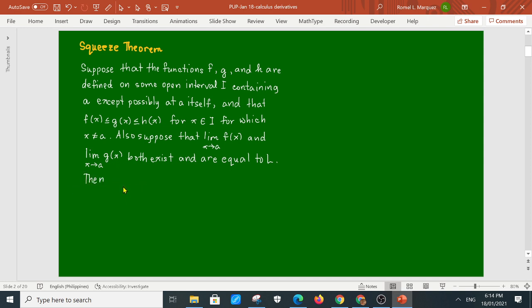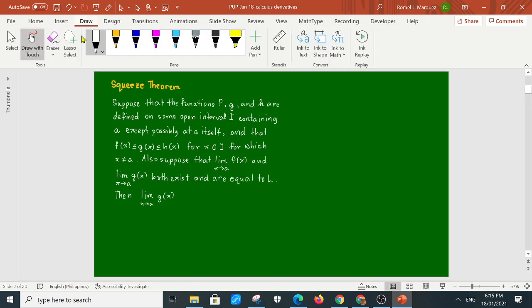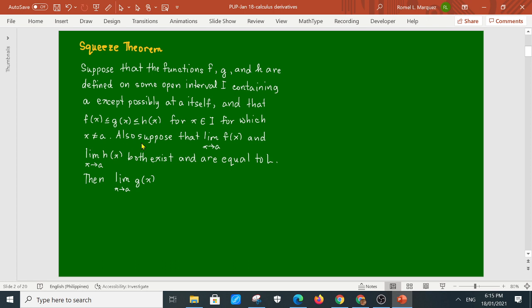Then the limit of g of x, that is the function that is being compressed by f of x and h of x in this inequality, as x approaches a also exists and is equal to L. So it has the same limit as f of x and h of x.